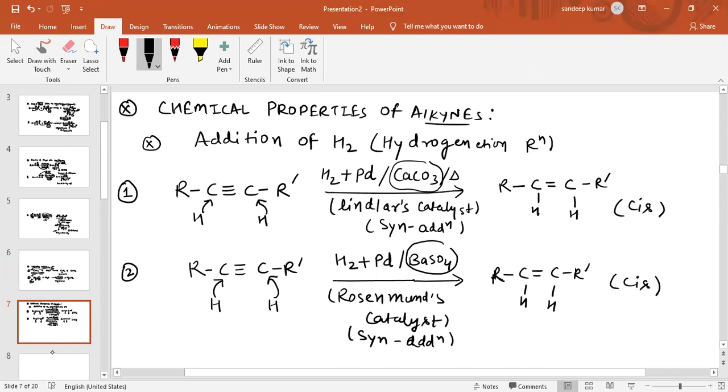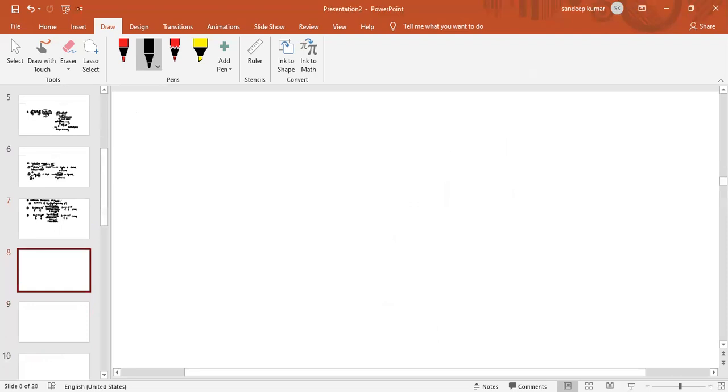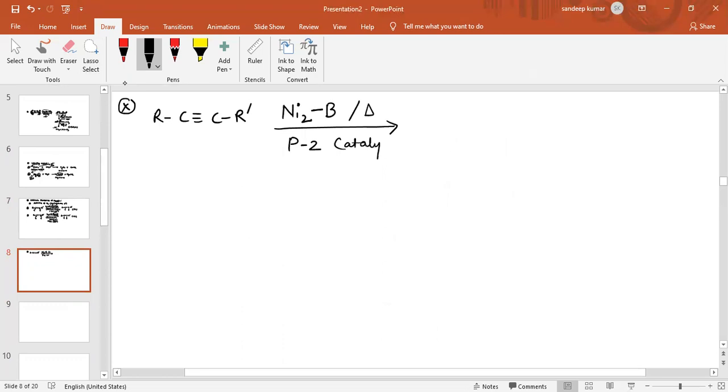Again, see the next hydrogenation reaction. If we take the next hydrogenation reaction, if we take alkyne, R C triple bond R dash, and the catalyst is dinickel borane. The catalyst is Ni2, meaning dinickel, and borane means boron, and heated. This catalyst we call P2 catalyst.